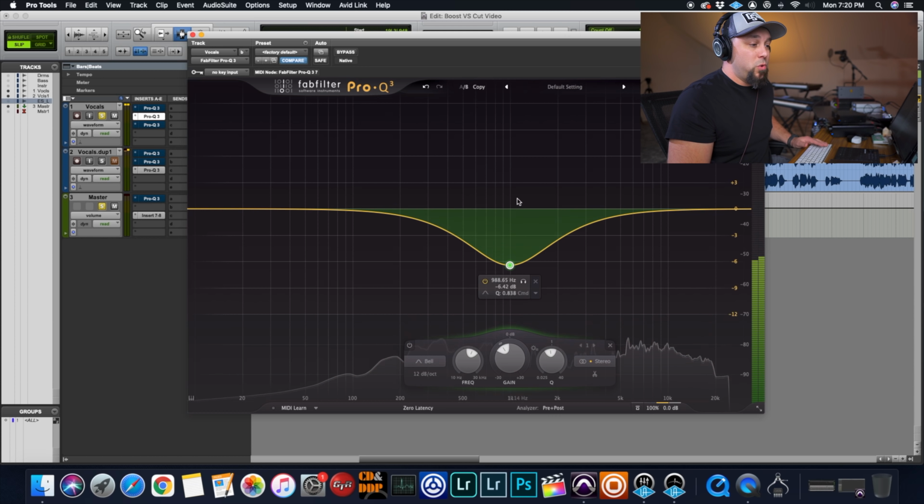Here it is with only using a cut to try to achieve the same thing.